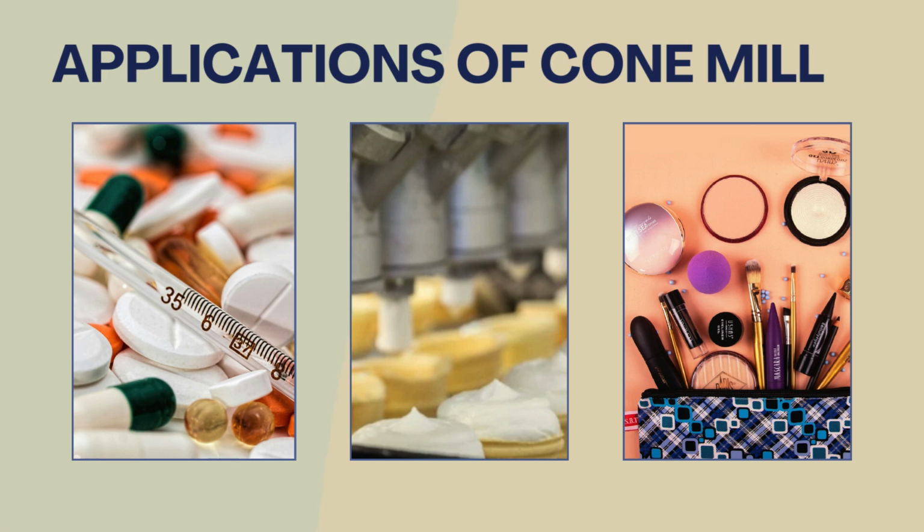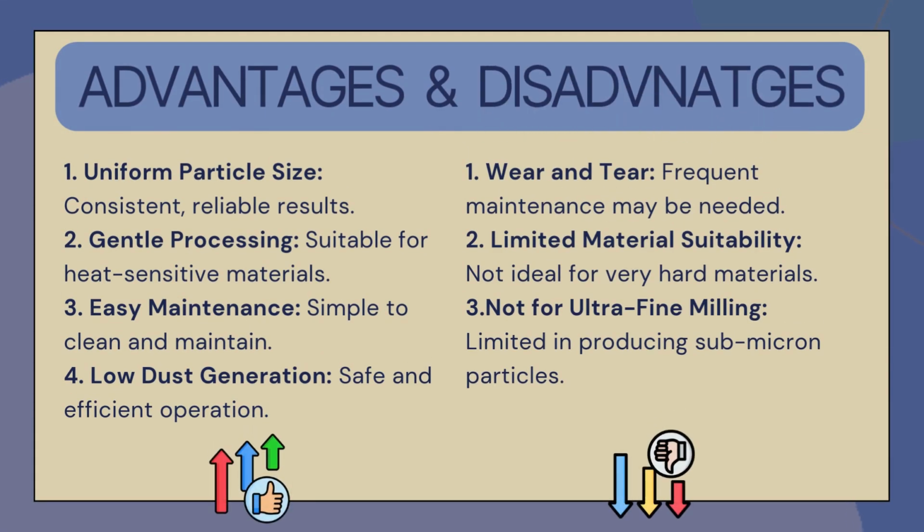Talking about the second application, which is in food industries. In food industries, the cone mill is used for processing powders, spices and even coffee beans. Clear? And the last application is cosmetics. In the cosmetic industry, they are utilized for breaking down the pigments and powder to achieve uniformity in products like face powder or even blush. Clear? So these were the three major applications of cone mill, which were pharmaceutical, food industry and cosmetic industry. Okay, now next is about the advantages and disadvantages of cone mill.